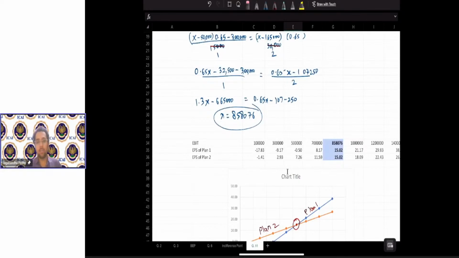Okay, so that's what we intended to study in today's session of capital structure. We have learned three things. One is how to decide which plan is to be chosen. Second is how to compute the break-even point and how to decide based on break-even which plan is risky and less risky. Third is to decide which plan is to be preferred based on the indifference point. The indifference point is the level of EBIT at which EPS is the same for both the plans, right?